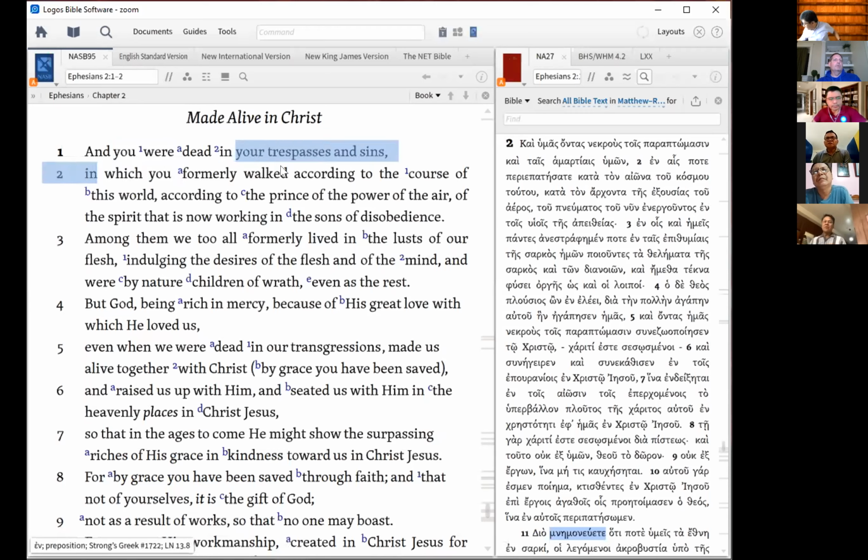Now, in which you formerly walked, according to the prince of the power of the air, of the spirit. These are all modifying phrases and clauses. In which you formerly walked, that modifies trespasses and sins. According to the course of this world, that modifies walked. According to the prince of the power of the air, modifies walked. Of the spirit, modifies air. So these are all sentences flowing from.